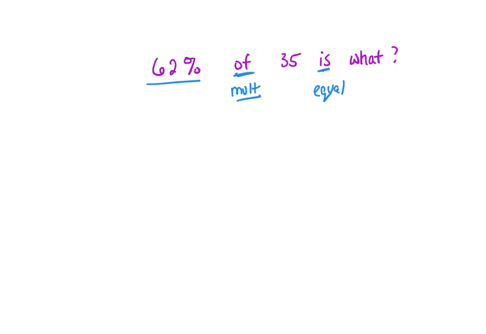62%, well, how do I write that as a decimal? 0.62 times 35 equals what? I just have to multiply. If my variable's on the other side, I would divide, okay? So you're literally just interpreting these into an equation and then just solving. Remember, you could also do these by part over a whole.